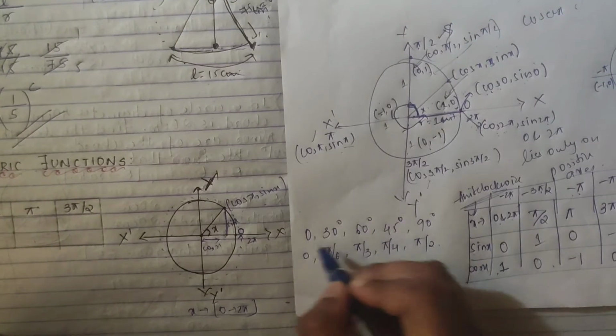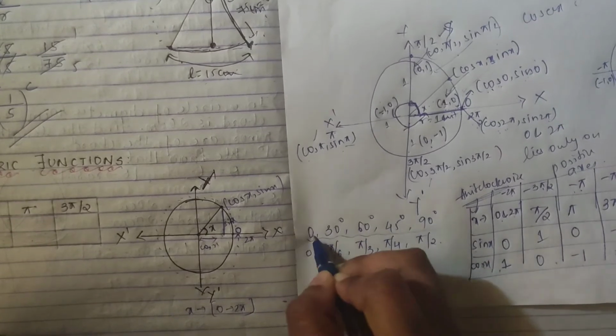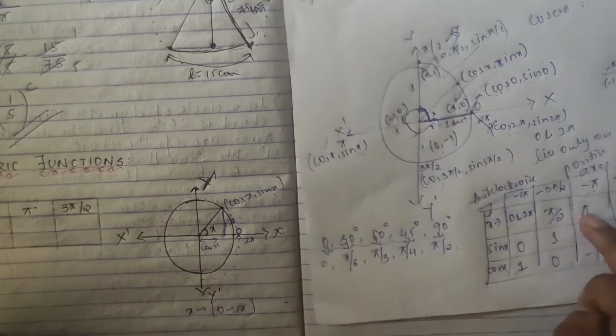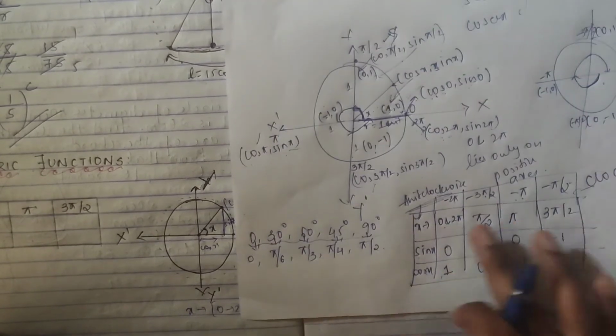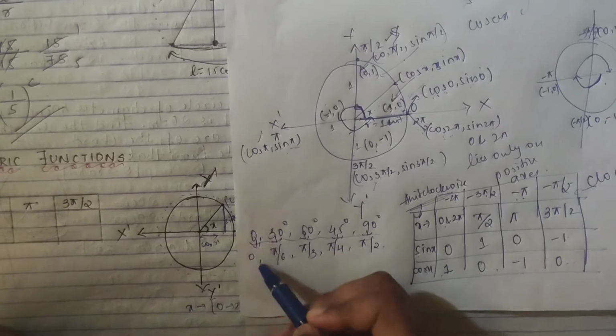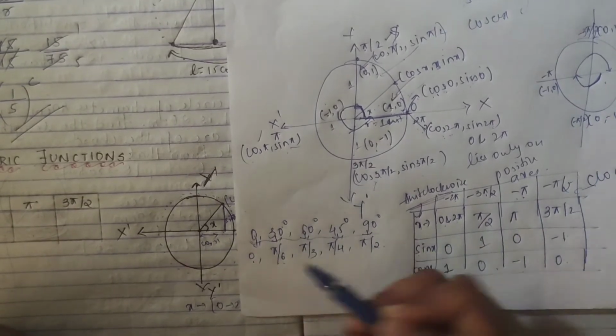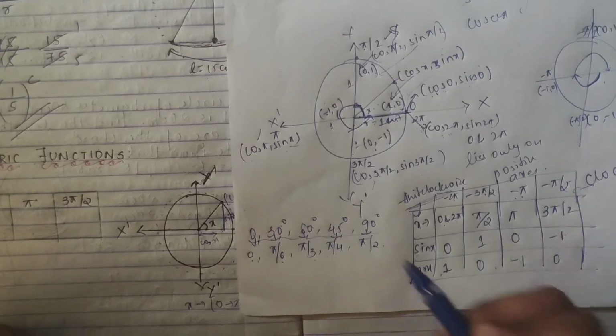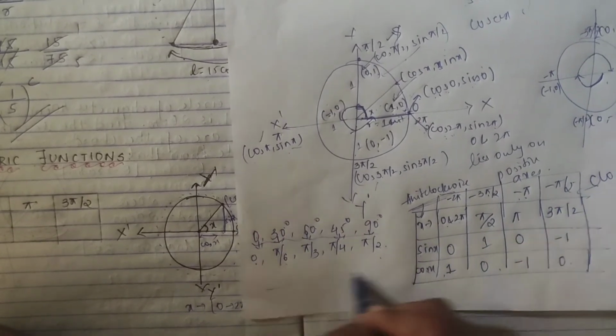See, for degrees, your radians remain the same. So whatever coordinates you get, these were expressed in radians, right? Same in degrees, the coordinates remain the same. 0 degree is 0 radian, 30 degree is pi by 6 radian, 60 degree is pi by 3 radian, 45 degree is pi by 4 radian, 90 degree is pi by 2 radian. So it remains the same, okay?